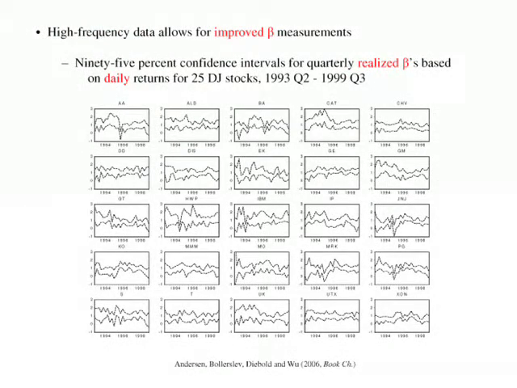So these are for the 25 Dow Jones stocks here. We lost 5 stocks. Normally 30 Dow Jones stocks. I can't remember why we lost 5. Anyway, whatever, in and out of the Dow.